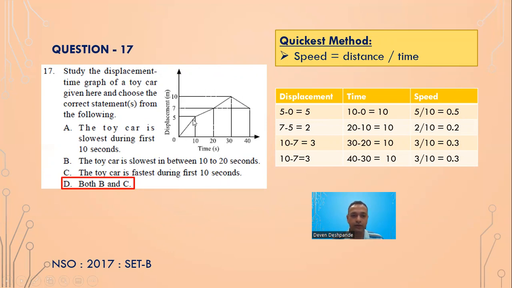So here in the first portion, the displacement is 5. What is the time? 10. So velocity or speed is 5 upon 10, which is 0.5. In the second one, what is the displacement? 7 minus 5 is 2. Time is 10. 2 upon 10 is 0.2. For the third one, 10 minus 7, time is 10. So 10 minus 7 is 3. 3 upon 10 is 0.3. For the fourth one, 40 minus 30 is 10, so it is 0.3. So the toy car is the slowest between 10 and 20, which is the right answer because speed is 0.2. And toy car is fastest during first 10. During first 10, the speed is 0.5 meters per second, which is the fastest speed of the toy car.